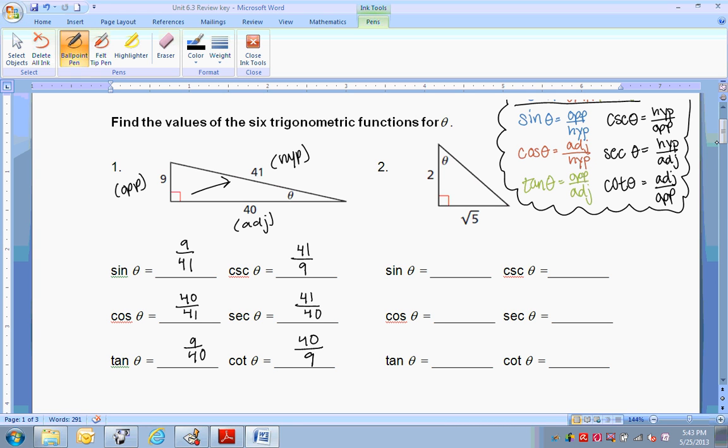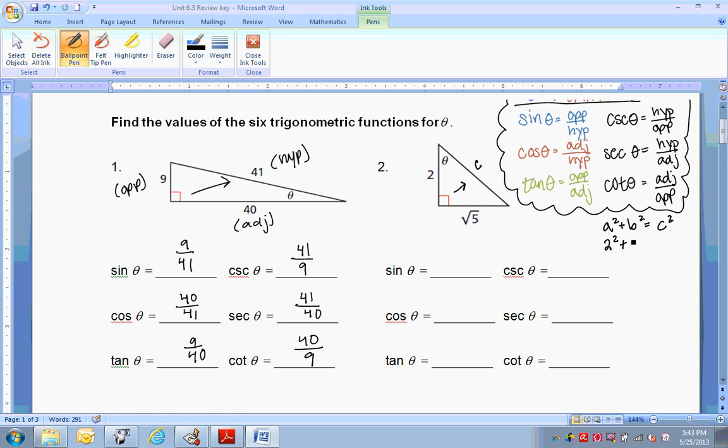Okay, on problem 2, they've given us two sides of our right triangle, and we have to find the third. The way we're going to do that is use the Pythagorean theorem. So we're going to have a squared plus b squared equals c squared. And we know that c has to be the side opposite of our right angle, so a and b can be the other two sides that they've given us.